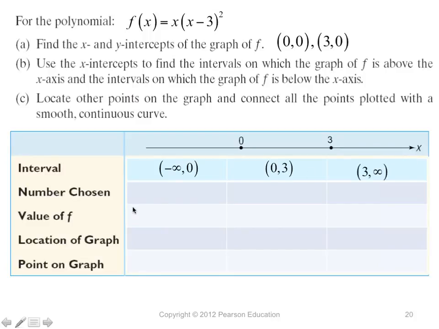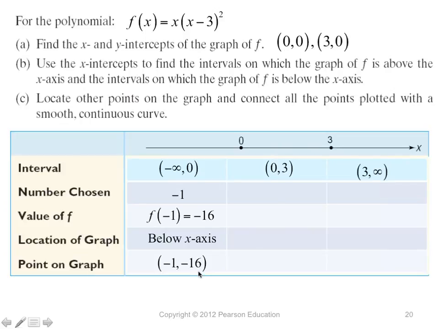Then we'd like to pick a number in each of the intervals. A nice number from negative infinity to 0 would be negative 1. That's a nice number that's in our interval. Then we take that negative 1 and plug it into our original equation, and if we do that, we should get negative 16. Since negative 16 is a negative number, that means we're going to be below our x-axis on this interval, and the point on the graph can be written as (negative 1, negative 16).